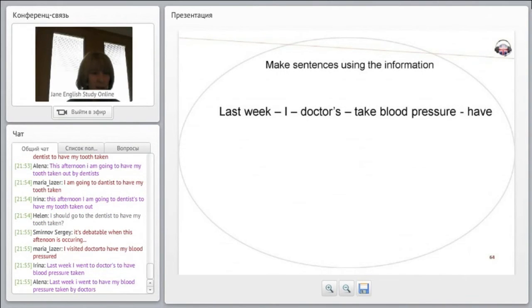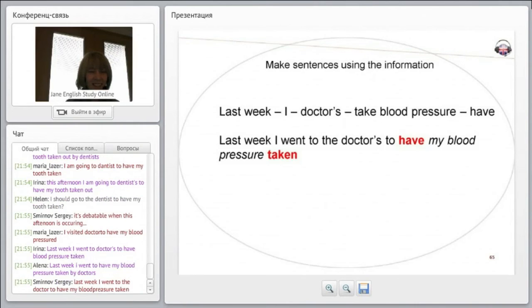Okay, for this one, Maria, I visited the doctor to have my blood pressure taken. Last week I went to the doctors to have blood pressure taken. Okay. Last week I went to have my blood pressure taken by the doctors. Okay, good. We've got some good sentences. Last week I went to the doctors to have my blood pressure taken. So we need the taken in there if you missed that.